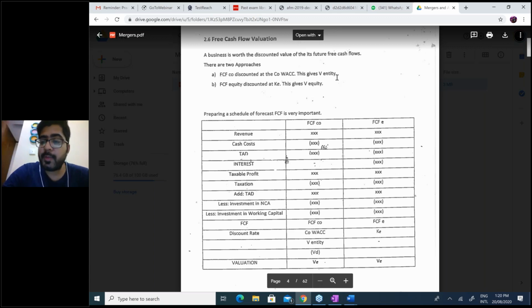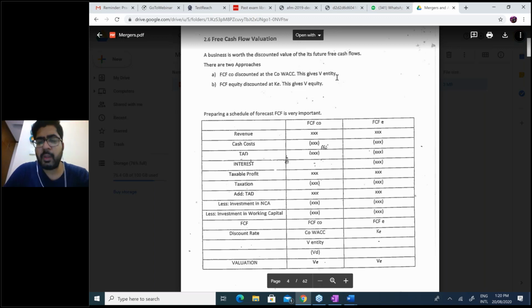Now, at this moment, there is only one difference: in FCF to company, we don't take interest, and in FCF to equity, we take interest. In both options, revenue comes. In both options, cash costs come. In both options, tax allowable depreciation comes. But interest doesn't come in FCF to company, and interest comes in FCF to equity. Both get taxable profit, both have tax, both add back TAD, less investment in NCA, investment in working capital. You get FCF to company there and FCF to equity there.